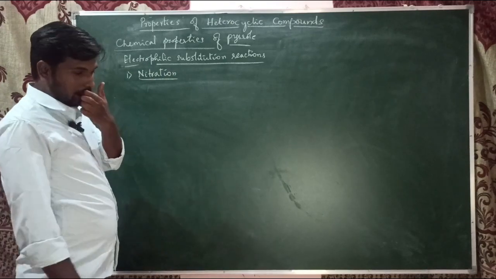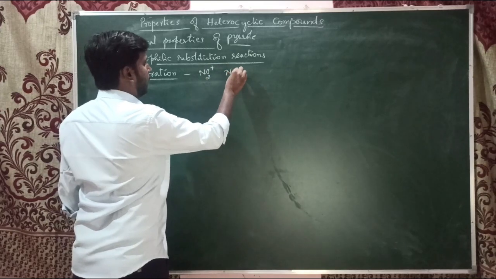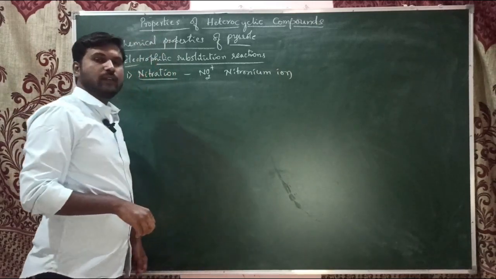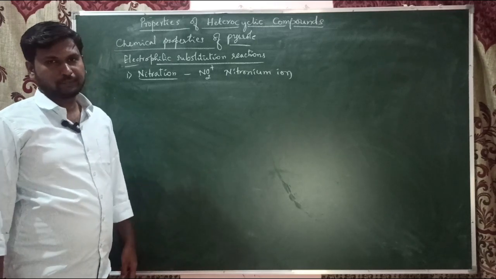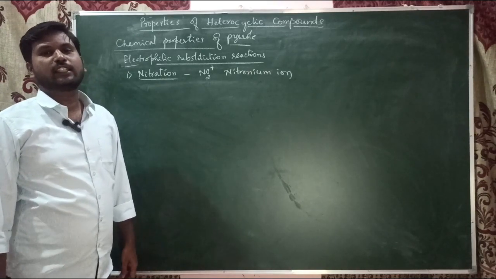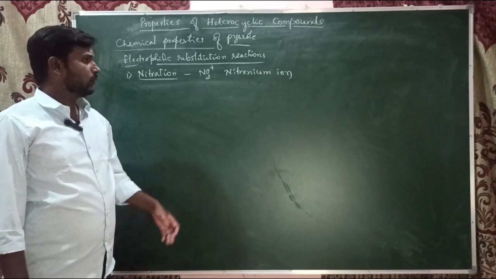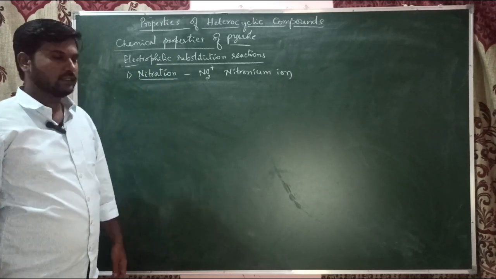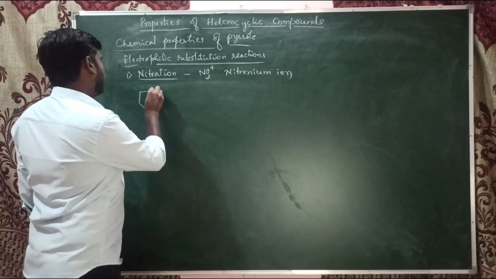So first, for example, we have nitration. Nitration means the electrophile here is NO2 plus, the nitronium ion. This nitronium ion will replace one of the hydrogens or protons in the pyrrole. So here also the second position is the most priority, hence the nitration takes place at the second position. As pyrrole readily undergoes reactions, it readily undergoes nitration also.